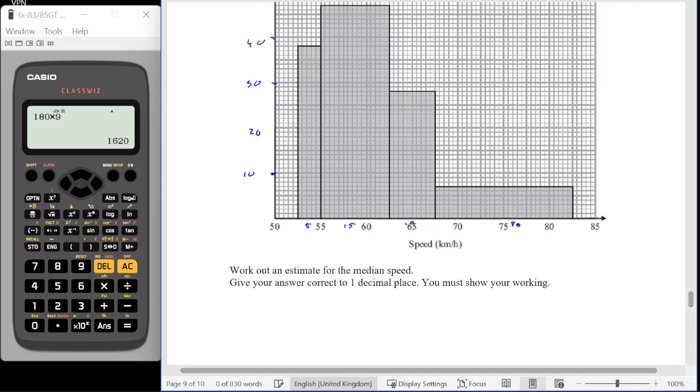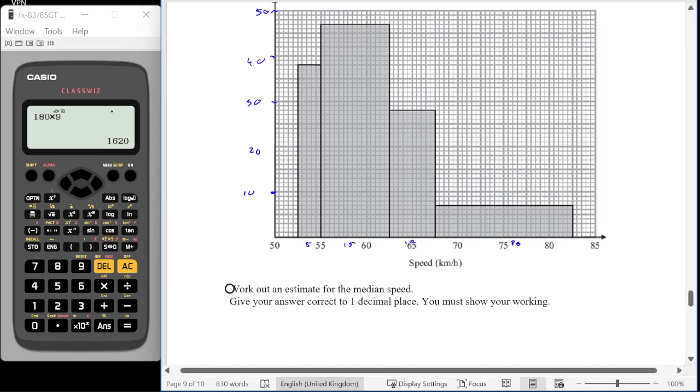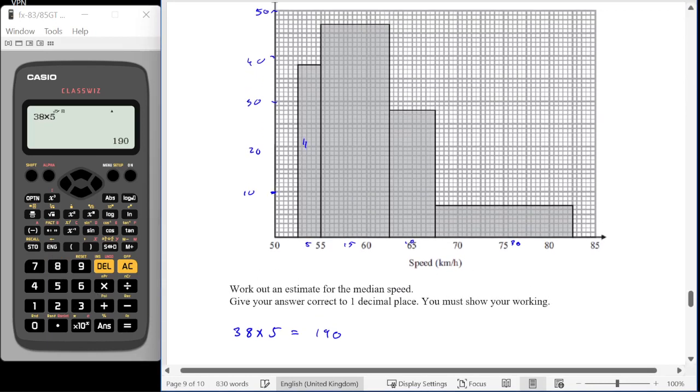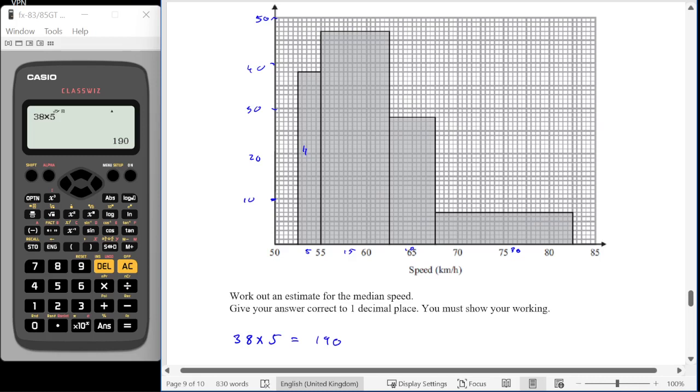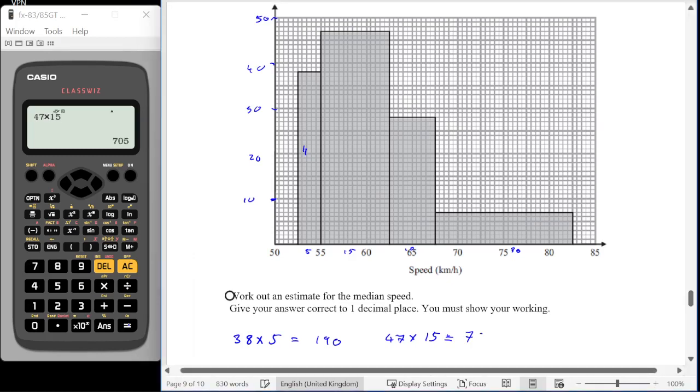Now for my total area, because I'm going to need it later on, I'm going to write the area into each of these rectangles. The area of this one looks like 38 times 5, which is going to give me 190. The next one is going to be 47 times 15, which gives me 705.